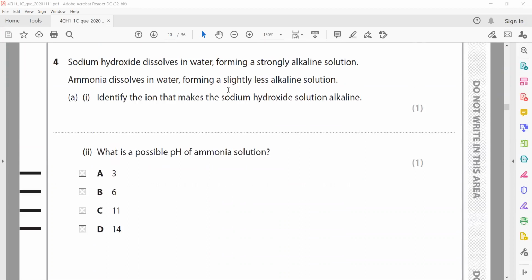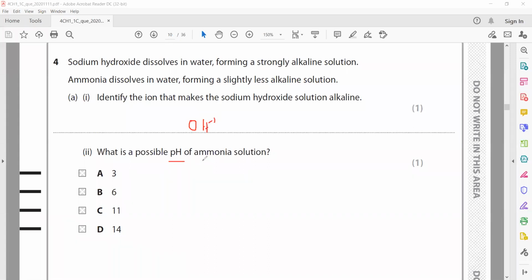Sodium hydroxide dissolved in water forms strongly alkaline solution. Ammonia dissolved in water forms slightly less alkaline. Identify the ion that makes sodium hydroxide solution alkaline. So sodium hydroxide, the hydroxide ion is there.